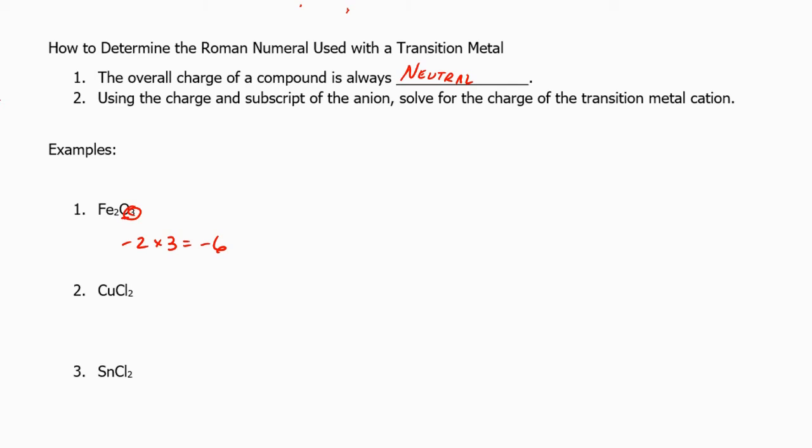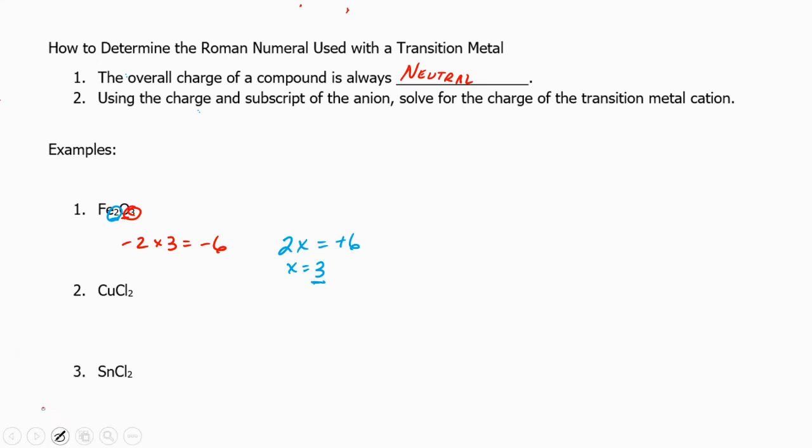Now, we look at our irons, and for our iron, we have 2 of them. So it just turns into a simple math equation: 2 times x has to equal +6. So what does that mean x is? Well, we divide by 2, and that tells us x has to be equal to 3. So that 3 represents the charge of our iron.